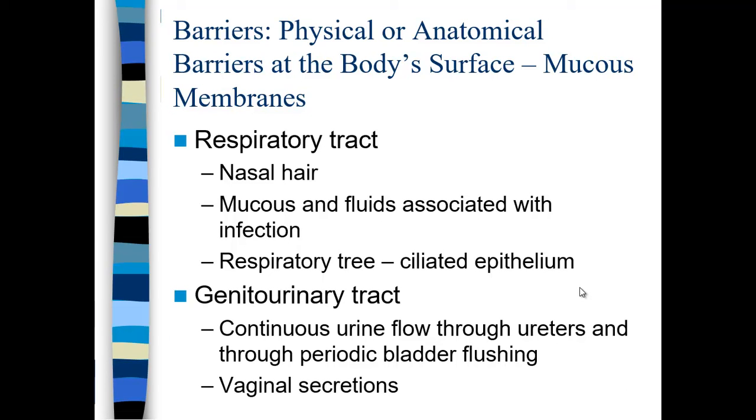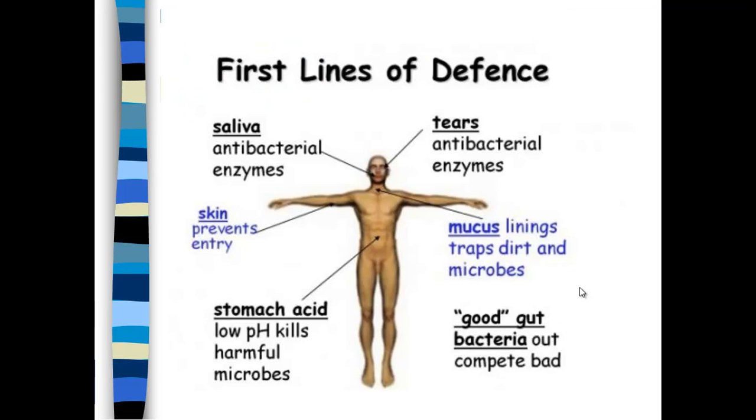Genital urinary tract. Continuous flow of urine through the ureters and periodic bladder flushing. Like I said earlier, it's not good to get dehydrated. That can promote urinary tract infections. So it's good to stay hydrated so your bladder and your urethra are continually flushed. Also, vaginal secretions are antimicrobial, and they can prevent microbe growth.